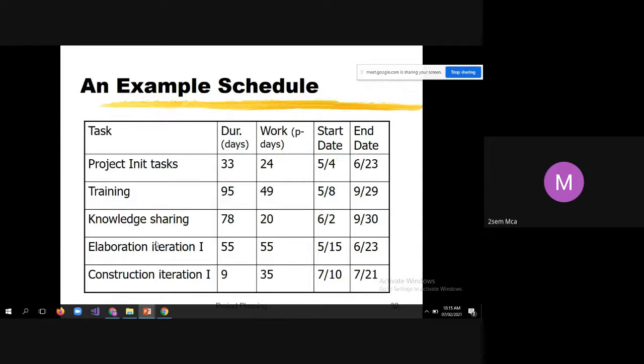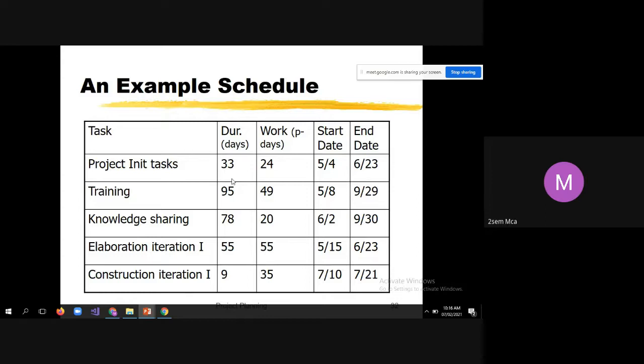Here you may be thinking, what are the project initial tasks? The project initial tasks are things like effort estimation, collecting the requirements, and preparing the SRS document. Those are all the client meetings. All those things are part of project initial tasks.